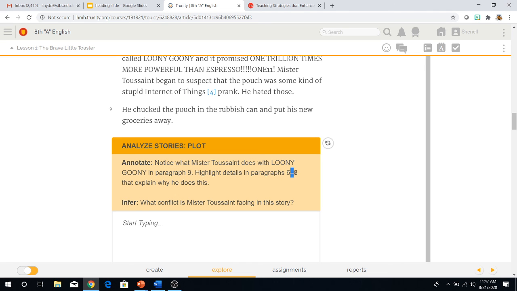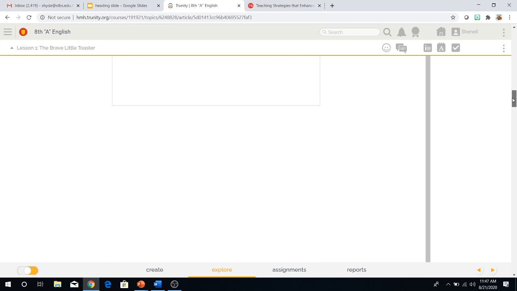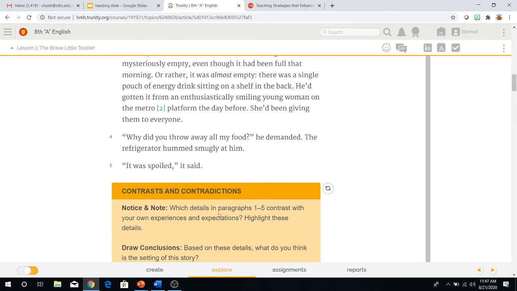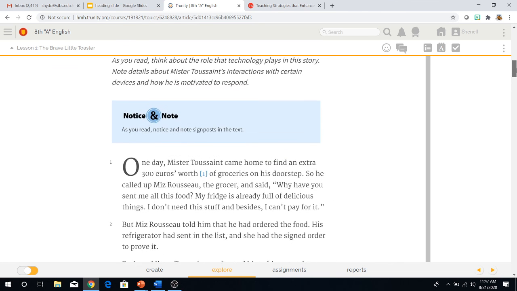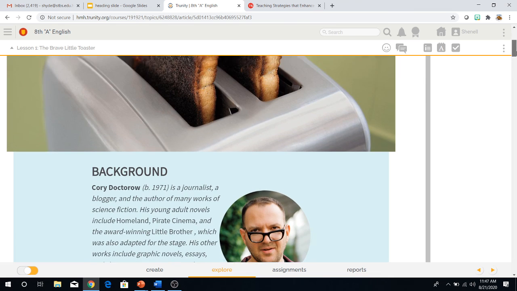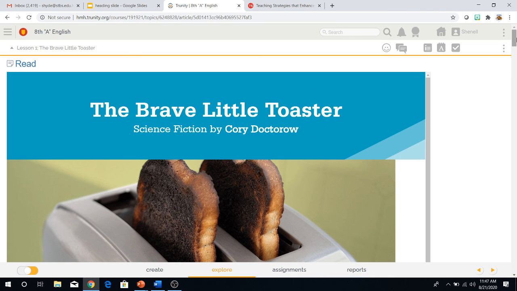Again, here you can see Analyzing Plot, and in stories, you can see that they specifically say which paragraphs you need to look for the information. Here again, in Contrasts and Contradictions, same instructions, follow them to a key, read them again in case you feel you're getting lost, and make sure you take your time.